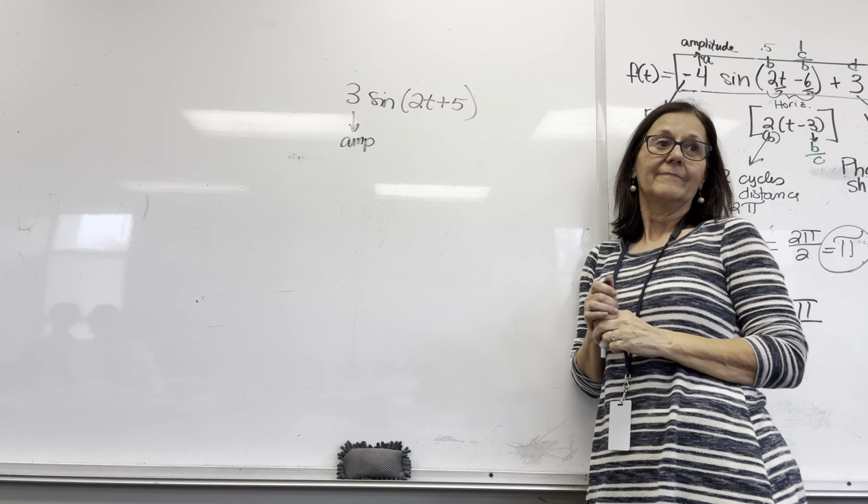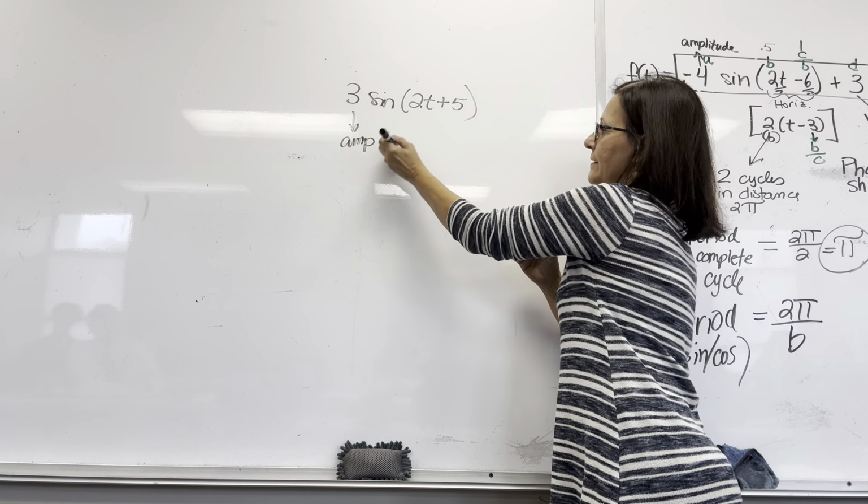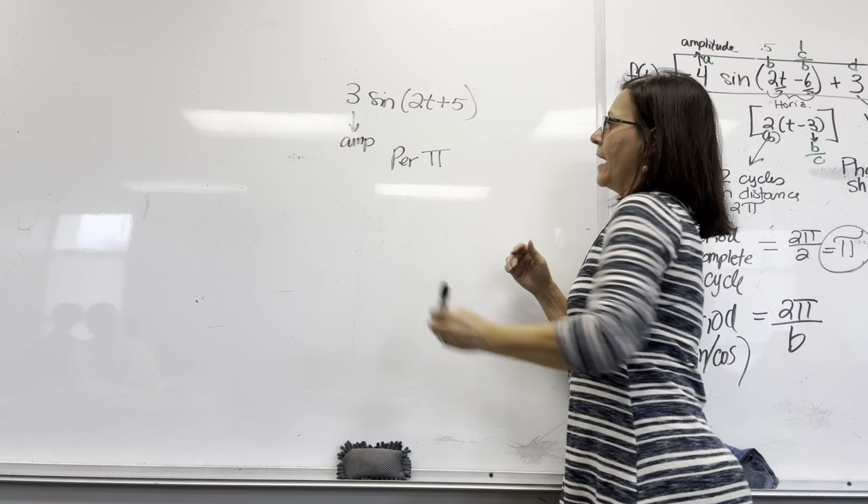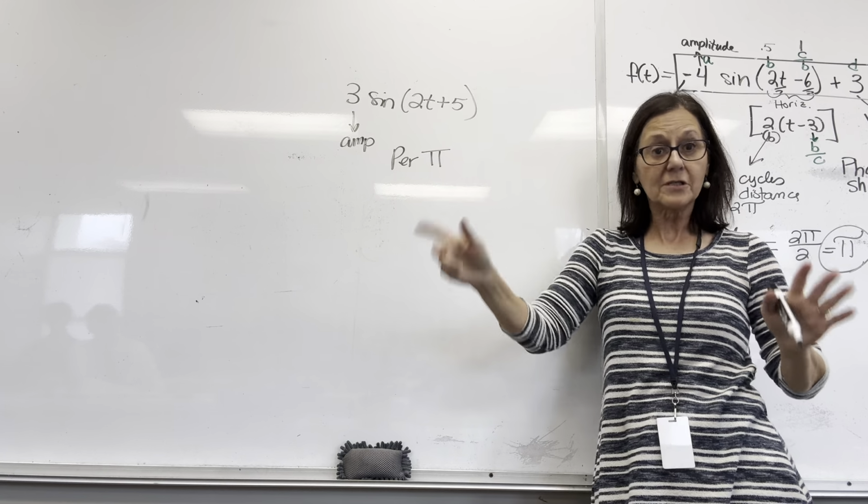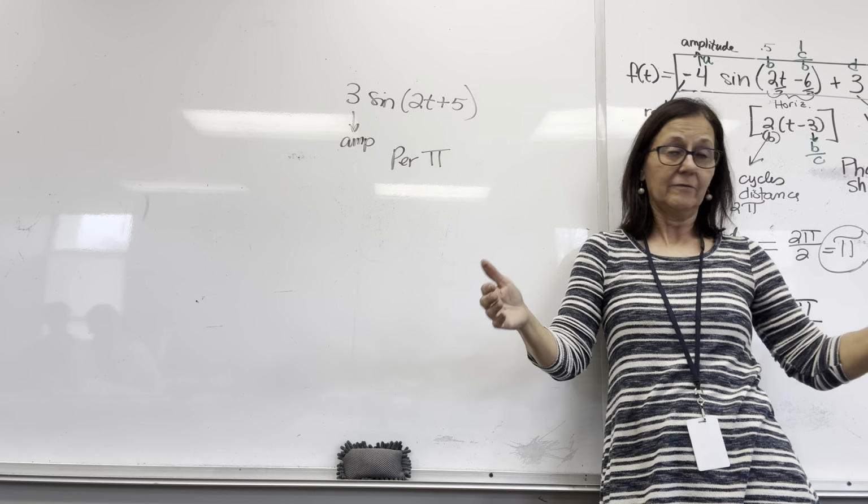2 pi over the b value, which is 2. So the period is pi. Period is pi, but it's going to complete 2 cycles in a distance of 2 pi radians.